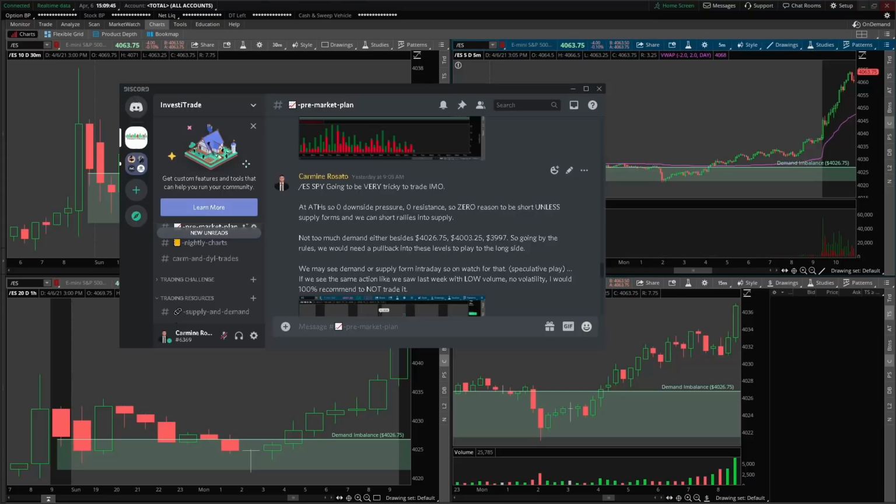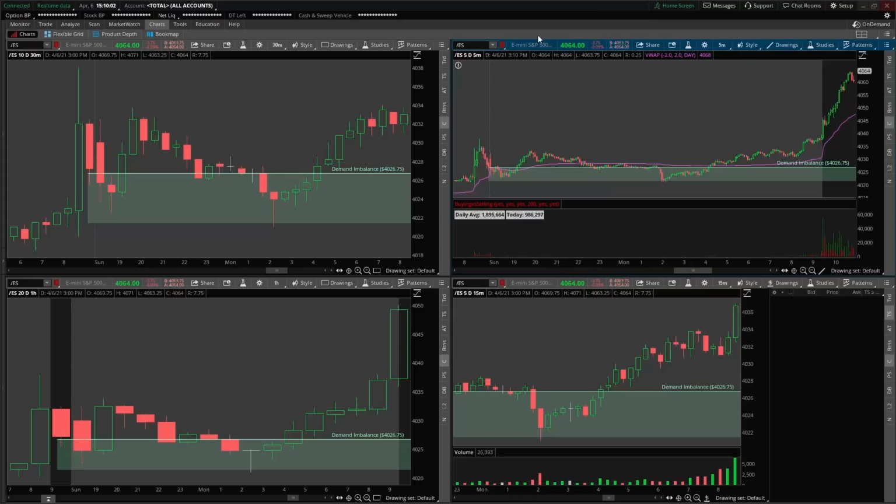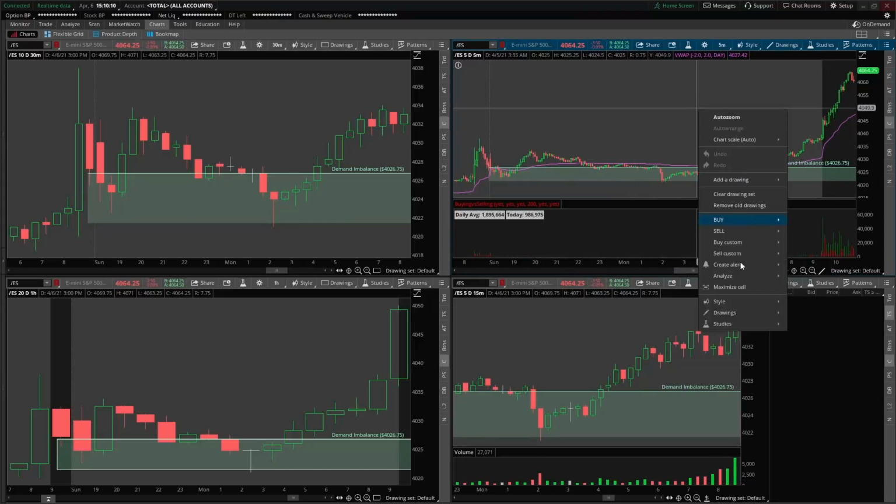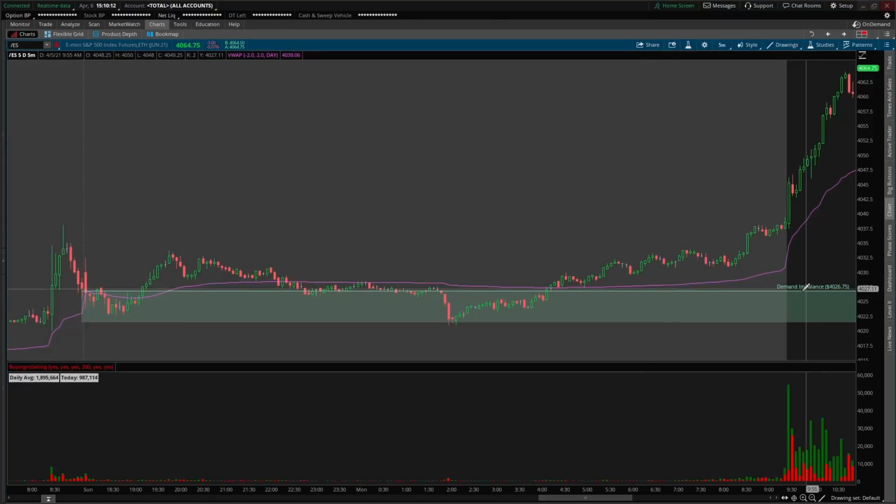Or if we pull back into demand and we had a level at 4,026, pretty crazy to say now 4,000. So we would need a pullback to get long, or we can wait for any speculative supply or demand to form, and then we can play based off of that. If there was low volume, no volatility, I would not recommend trading it. So now this is what we looked like going into the market open yesterday on Monday. And we had the 4026 and 3/4 demand zone that we were watching price to sell off into.